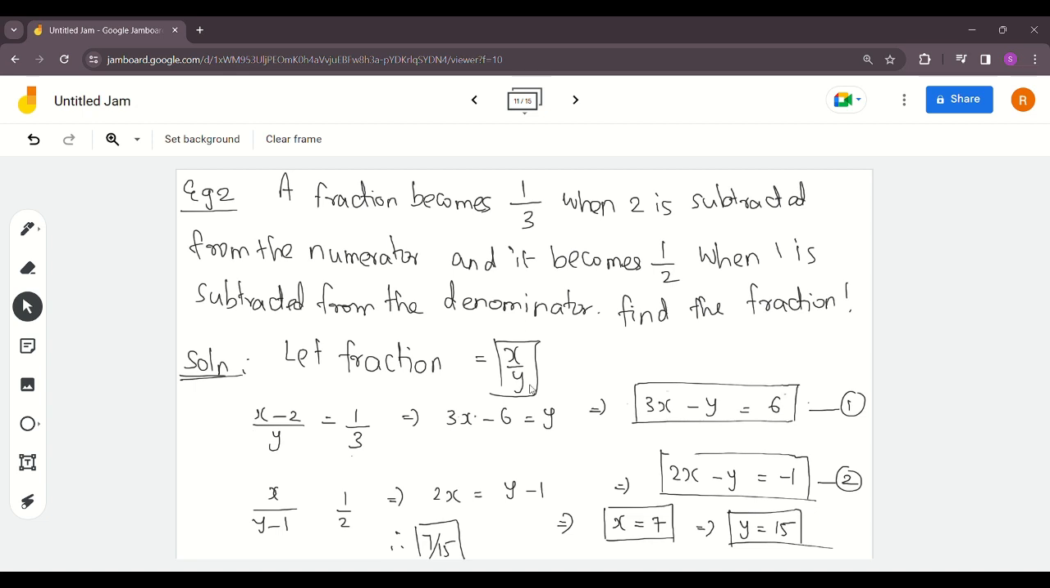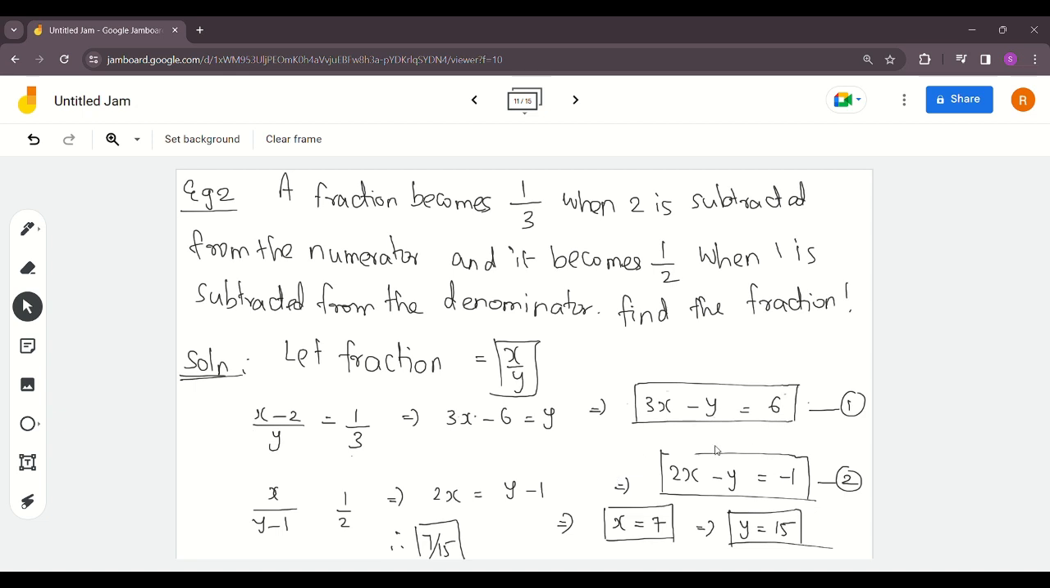Similarly, you read the second half of the question, and it becomes half when 1 is subtracted from the denominator. Here they have not mentioned anything about the numerator. So numerator x should be kept constant and x by y minus 1, that is equal to half. Actually, I'm sorry, I have missed it. So x by y minus 1 equal to half. If you cross multiply, you will get 2x equal to y minus 1. So 2x minus y equal to minus 1.